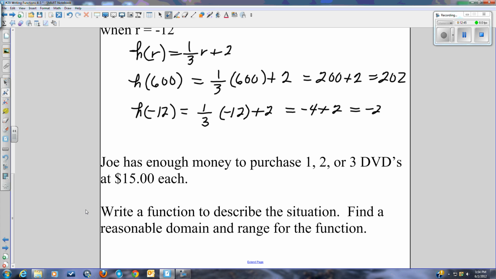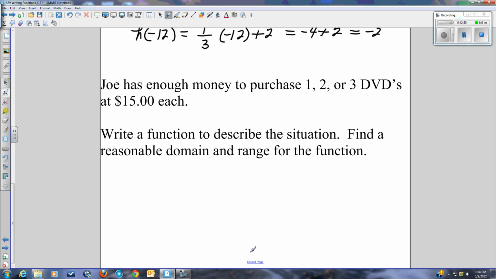Next problem. Joe has enough money to purchase 1, 2, or 3 DVDs at $15 each. Write a function to describe the situation. Find a reasonable domain and range for the function. Well, f of x is our cost. We want to know how much this costs. And let's say that x is the number of DVDs, and f of x is your cost.